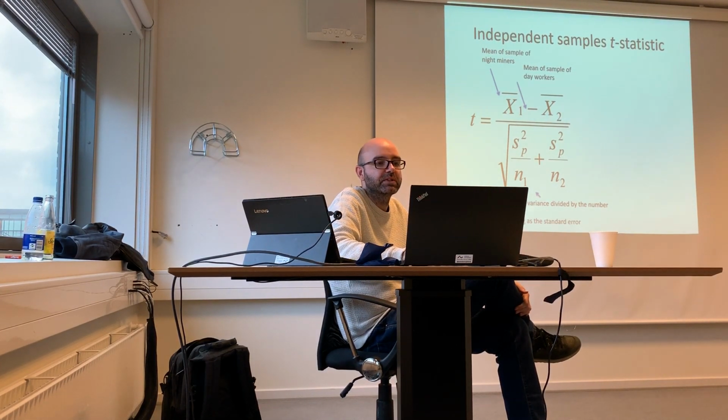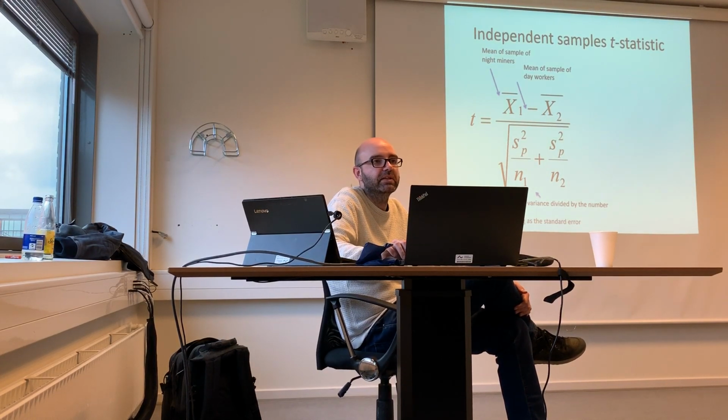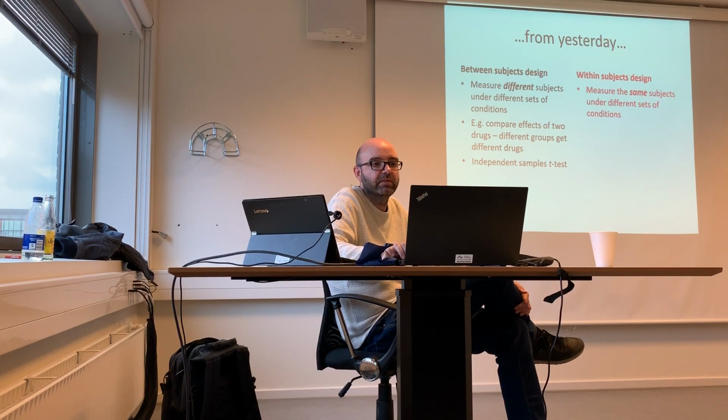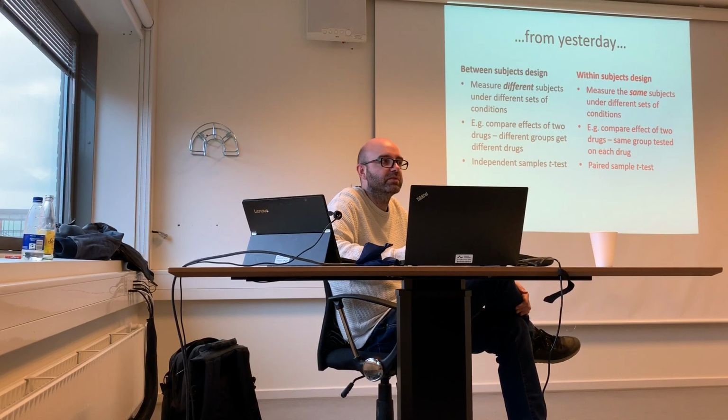So this does the same sort of thing as what the standard error did before: it punishes you. So the bigger this is, the smaller your t is going to be. The smaller this is, the bigger your t is going to be. So again, it's the same logic. Difference between sample means divided by some estimation of how well the samples represent the two groups. Other than that, it's the same sort of thing. We get the p-value in the same sort of way. And remember I said at the beginning that we have to approach things slightly differently if there's some sort of structure in the data or there's some sort of similarity between the two groups that we might be interested in.